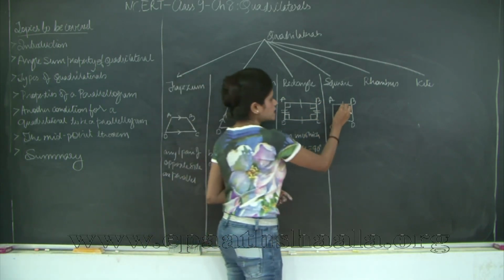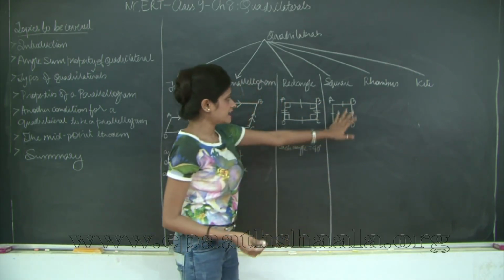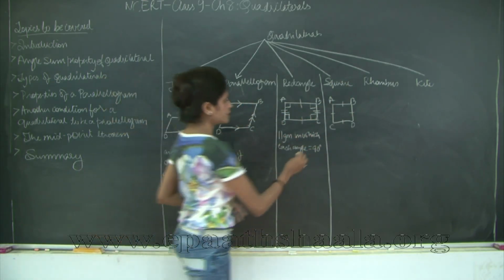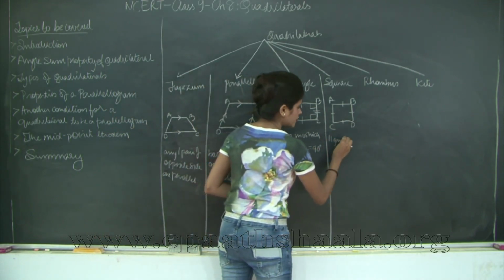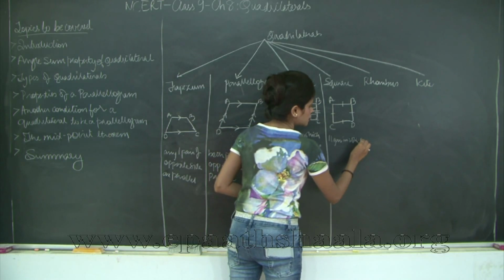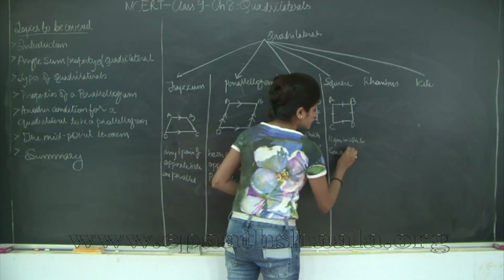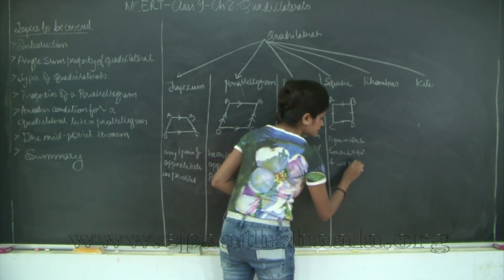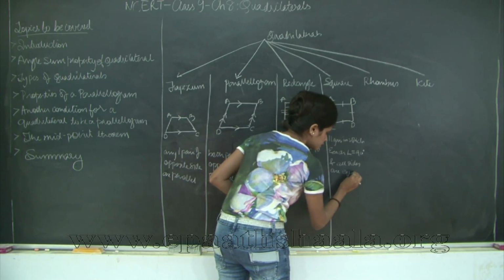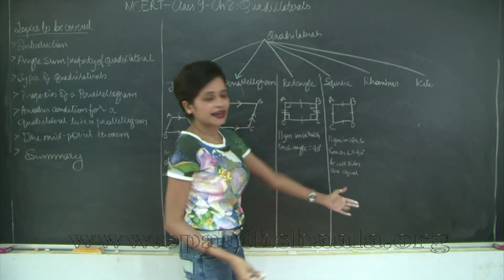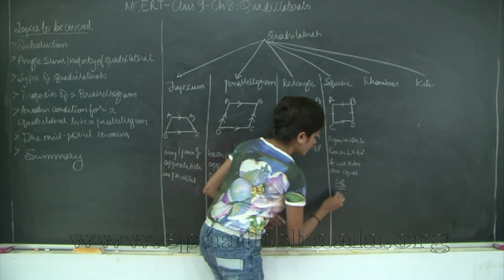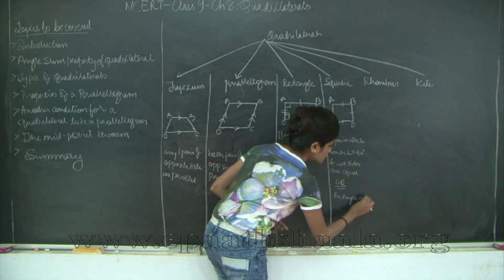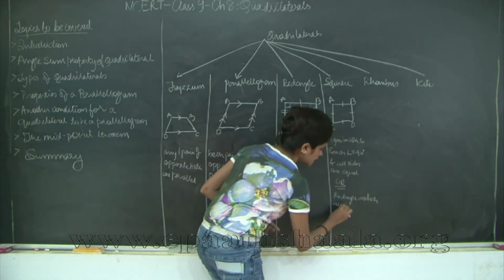Now for square, I have all sides equal. So what can I say? I can define square in two ways, either using my rectangle or my parallelogram. So let's do it with parallelogram first. So square is a parallelogram in which each angle is equal to 90 degrees and all sides are equal. Or I can define it using my rectangle. So I'll say it is a rectangle in which all sides are equal.